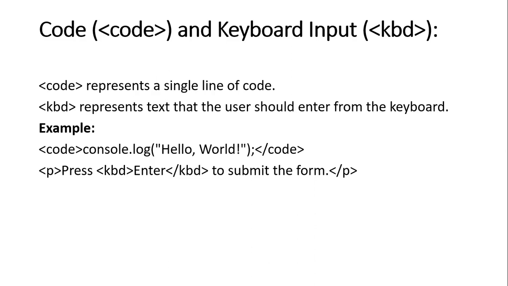And the next example, start with the P tag. Press, and then what the user presses on the keyboard, Enter. In between that you give the KBD tag, open it, Enter, and close with the KBD tag, and then submit the form. So that word should be specialized there. In between you give the keyboard input tag. And at last, you started with the P tag for paragraph, so you end with that tag. So the P tag is closed.